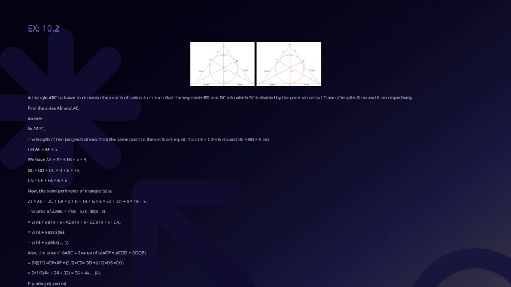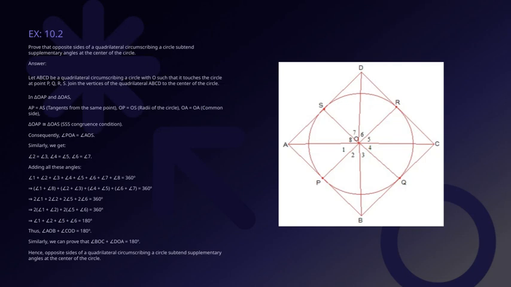Now, let's examine the key idea here. When we have a quadrilateral that circumscribes a circle, the opposite sides of this quadrilateral subtend supplementary angles at the center of the circle. In other words, the angles add up to 180 degrees. Similarly, we can prove that the angles BOC and DOA sum to 180 degrees as well. From this, it follows that AOB plus COD equals 180 degrees.